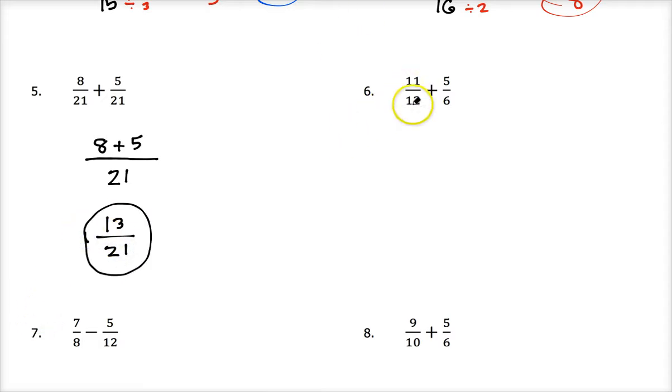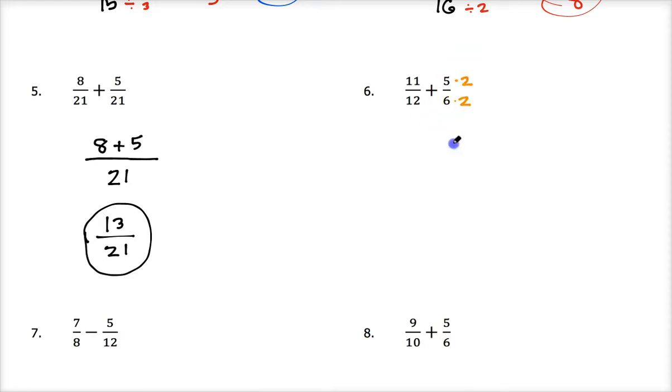Number 6, 11 twelfths plus 5 sixths. Well, we have uncommon denominators, so our first step is to figure out what the least common multiple of 12 and 6 is, and that LCM would be 12. So I can leave my first fraction alone because it already has a 12 as its denominator, but my second fraction, I need to turn that denominator into a 12, and I can do that by multiplying the 6 by 2. And if I do that on the bottom, I also have to do that on the top.